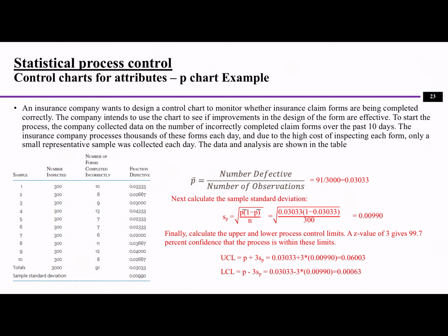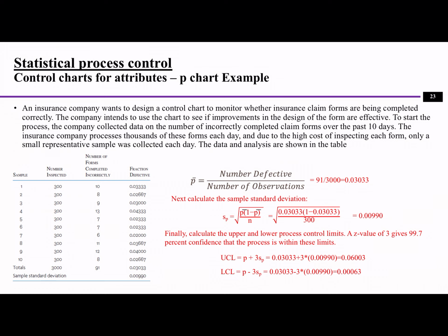So the company intends to use the chart to see if improvements in the design of the form are effective. To start the process, the company collected data on the number of incorrectly completed claim forms over the past 10 days. Okay, over the past 10 days means what? Means there are 10 samples, right? Day 1 I collect data, day 2 I collect data, day 3 I collect data. So there are 10 samples, right?